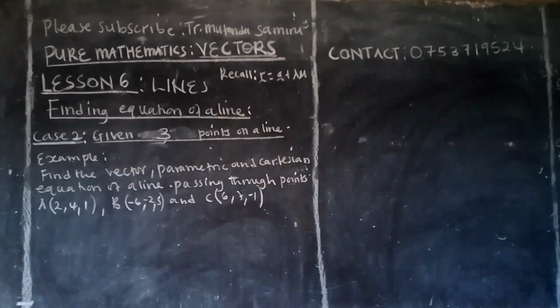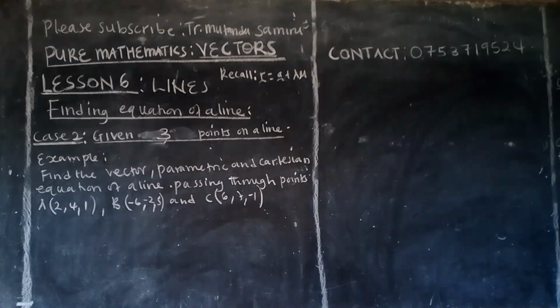All right, good. So we have another example here. So you're saying find the vector, parametric and Cartesian equation of a line. But still, under finding the equation of a line, we are now dealing with case 2. The other one was case 1. Case 2, when given 3 points on a line. So 3 points on a line have this, this, and that. Solution.